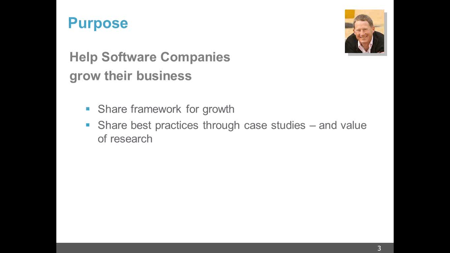So the purpose of today is really to help you to grow your business. We're going to be looking at a framework that you can use to think about growth options for your business, and we'll be sharing some best practices around ideas for how to grow your business, using some case studies to do that. We recently published a white paper entitled 25 Ways Software Companies Can Grow, and today's session really came out of that white paper.